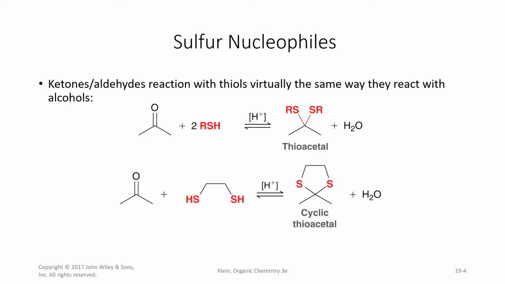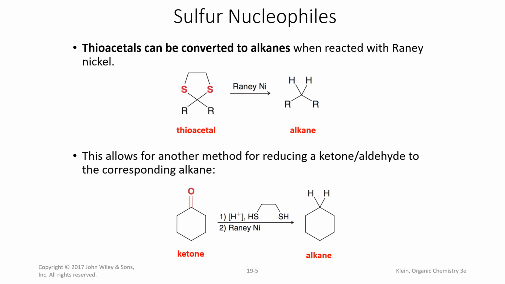What I want you to notice here is that this too has to be under acidic conditions in order for this reaction to work. As we saw in the previous slide, an aldehyde or a ketone can react with two equivalents of a thiol or one equivalent of a dithiol to get a thioacetal or a cyclic thioacetal.